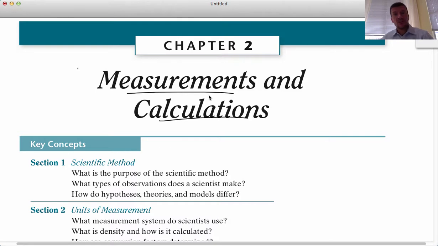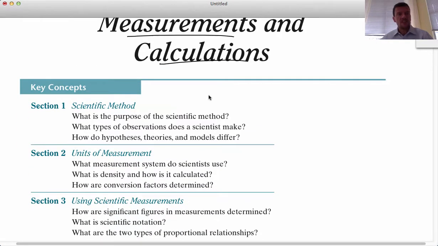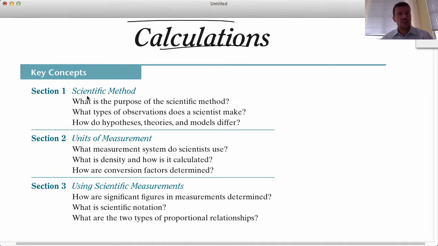As we jump into chapter 2 here, just a little preview of what we're going to be talking about. Scientific method here in section 1. And really, scientific method is something that we do, I think, naturally. I think it's a part of our nature, how we're designed. We'll talk about that. Units of measure, so we're talking predominantly about the SI units. And then using those measurements. What good are they if we don't know how to use them?